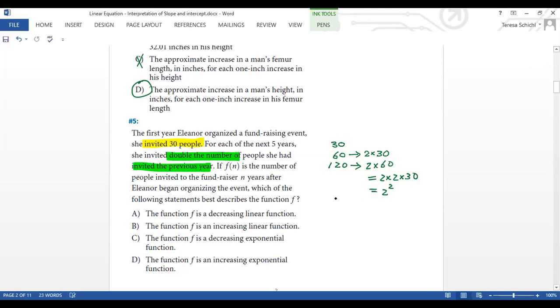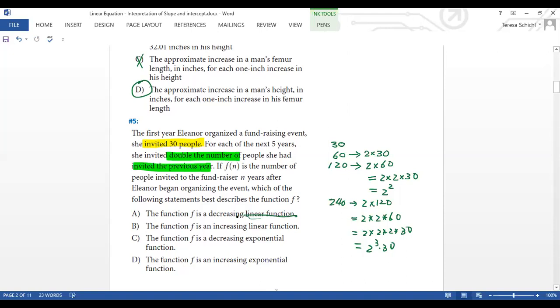Let's try to take a look at another example. So it's 240, because it's double, right? So 240 is 2 times 120. So it's equal to 2 times 2 times 60, which is 2 times 2 times 2 times 30. So it's equal to 2 to the third power times 30. So this increase is not to say every year I increase by a certain amount. They say it is double. Okay, so that's why I know this is not a linear function here.